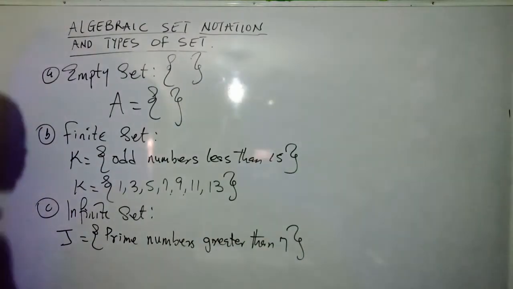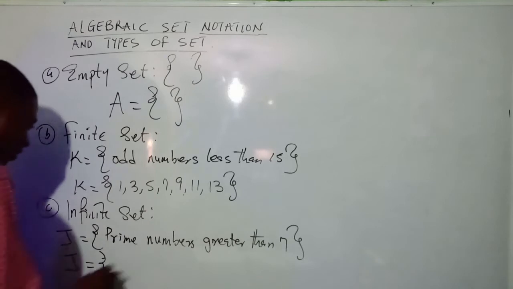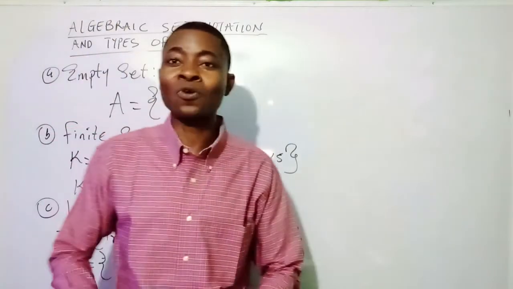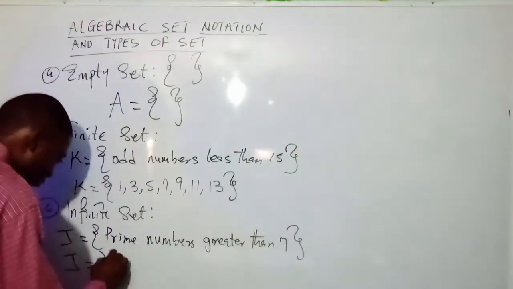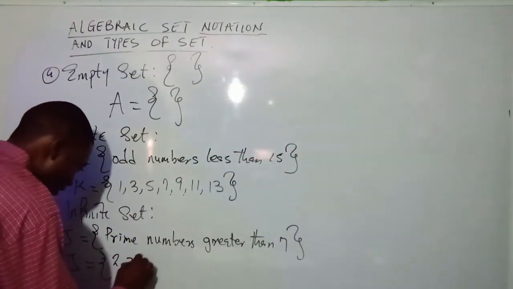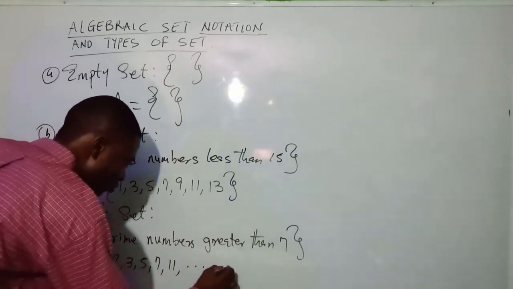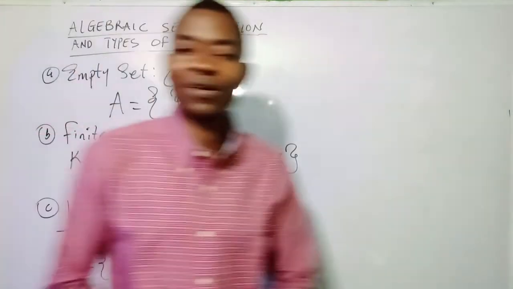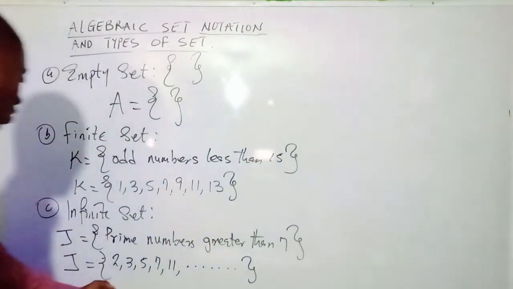So how do you indicate that? For instance, I want to list out these elements. Remember, prime numbers are numbers that have only 2 factors, which are 1 and itself. The first one is 2. We have 3, 5, 7, 11, and then we use three dots, meaning that it continues endlessly. We cannot list out all its elements. So that is a good example of an infinite set.